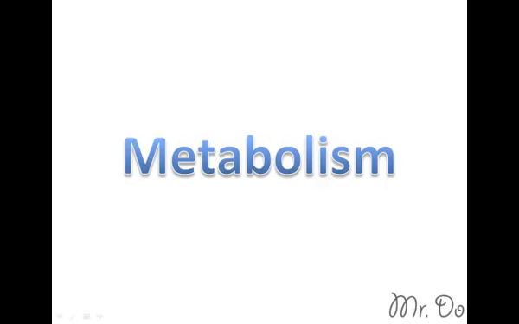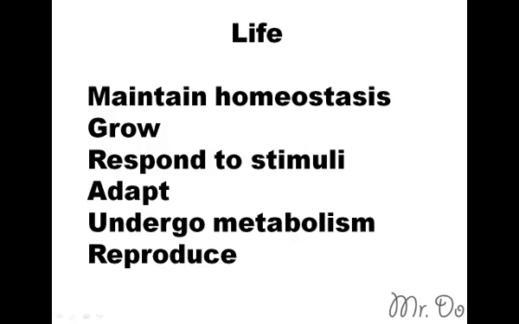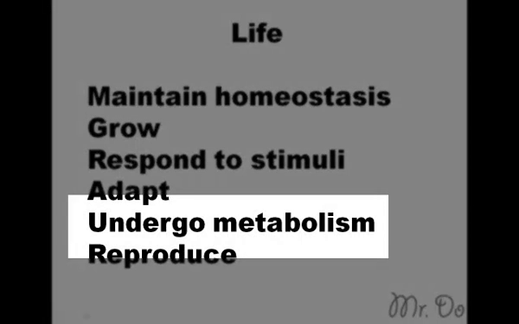Metabolism. Life and any living organism have to go through many basic things in life. For example, maintain homeostasis. The organism needs to grow, respond to stimuli, the things around it. It also needs to adapt, undergo metabolism, reproduce. So here are the things that living organisms usually have to go through. For this slide, we're going to focus on metabolism.